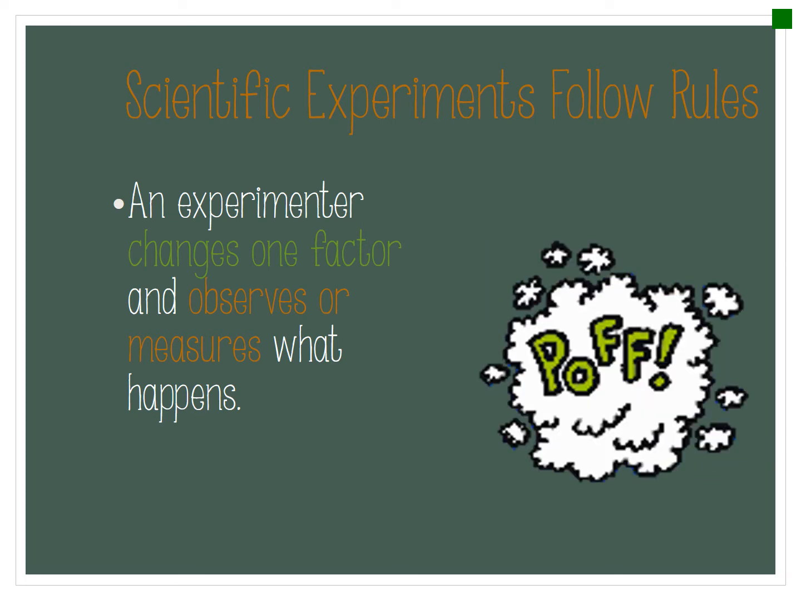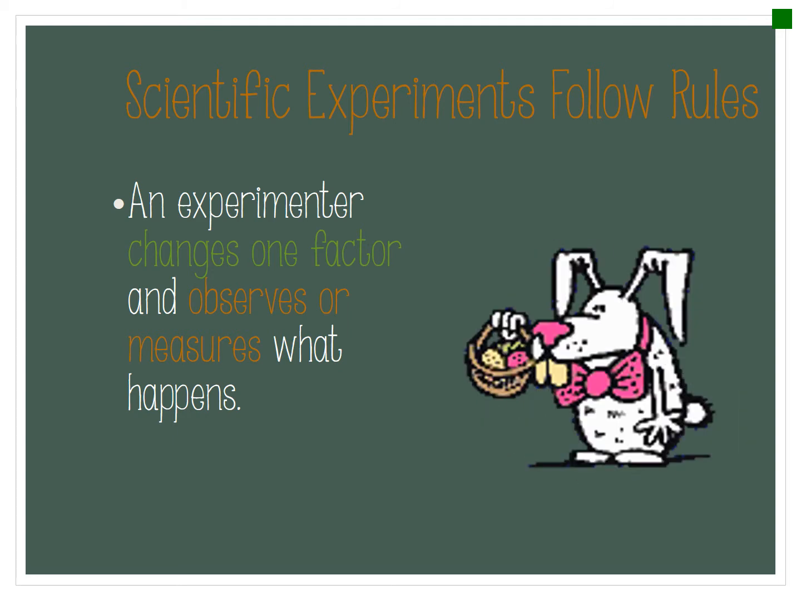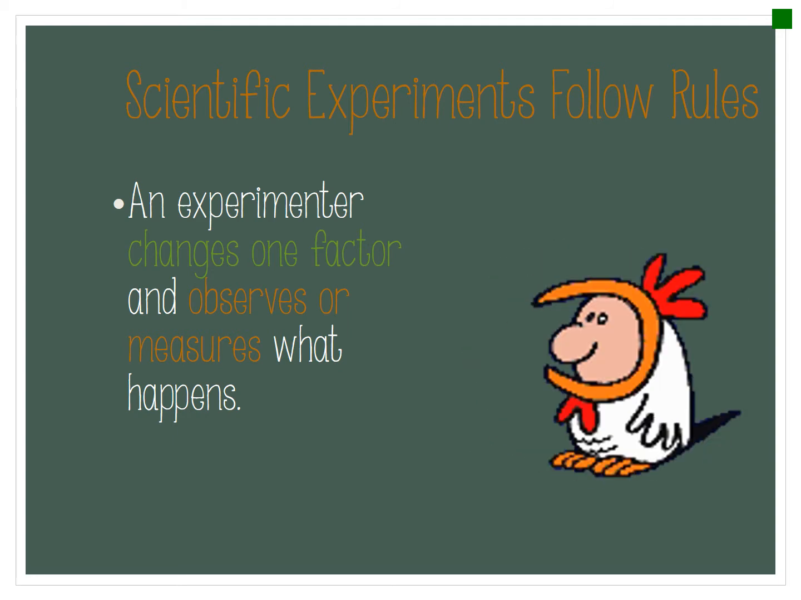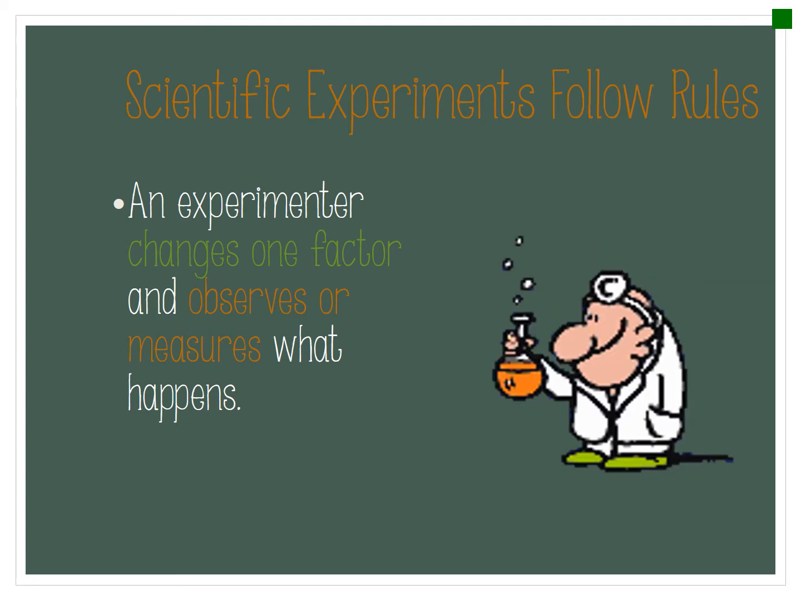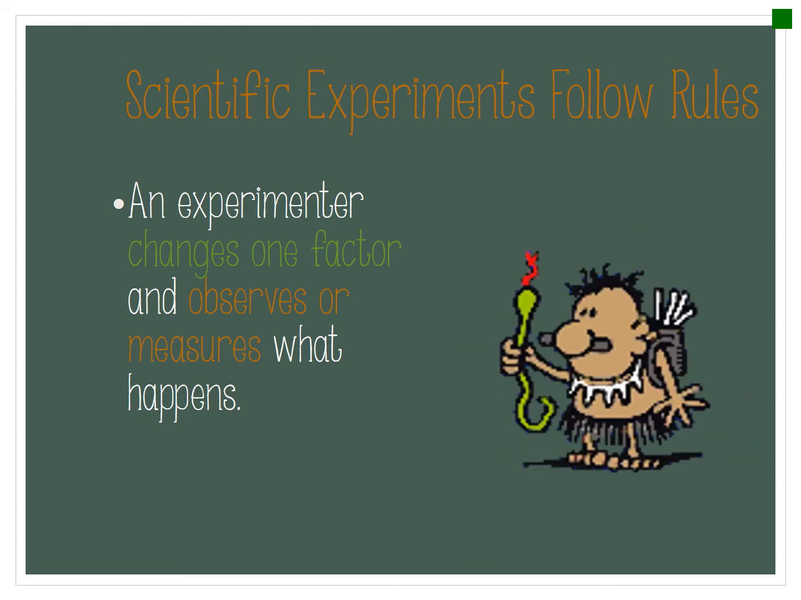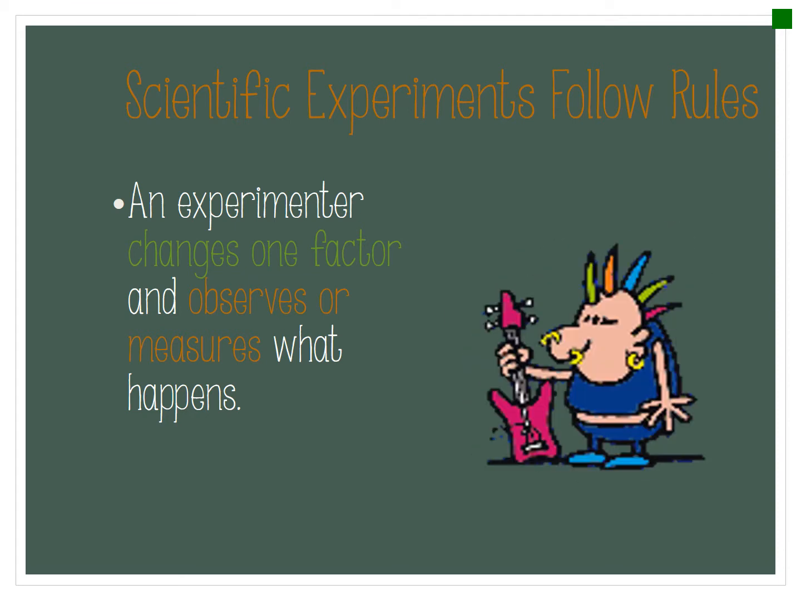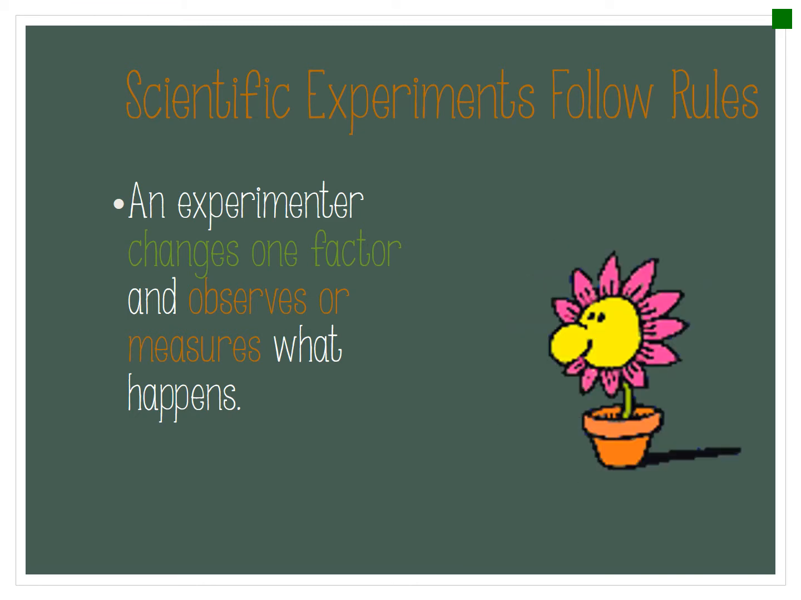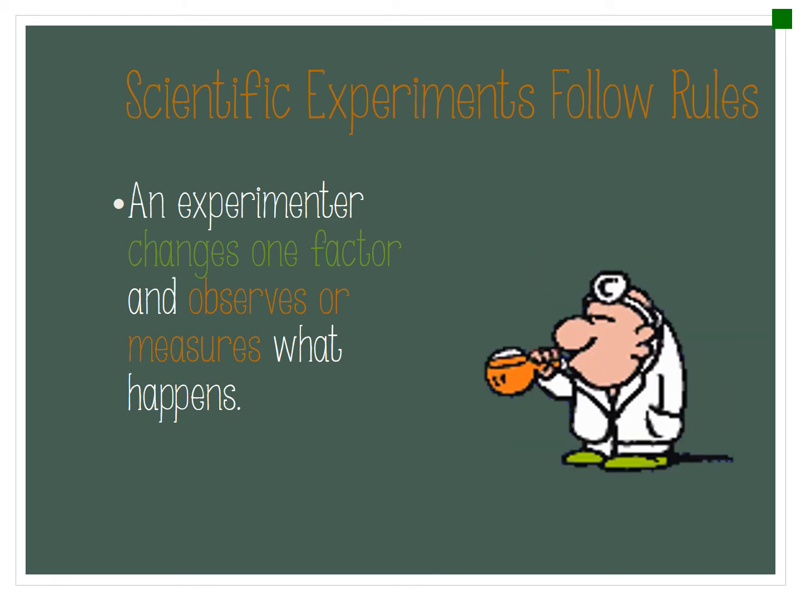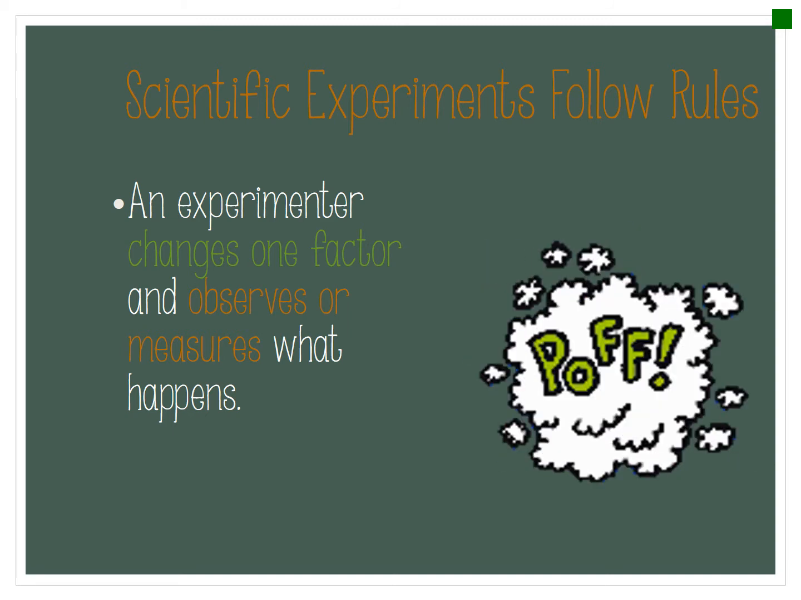All right, something to keep in mind when it comes to scientific experiments is that the experimenter is only going to change one factor, and observe or measure what happens. When we talk about measuring, we're talking about anything that can be counted. It can be measured with a ruler. It can be weighed. You're thinking about things that can literally be observed. And the thing that you're changing is the thing that you're trying to experiment on.